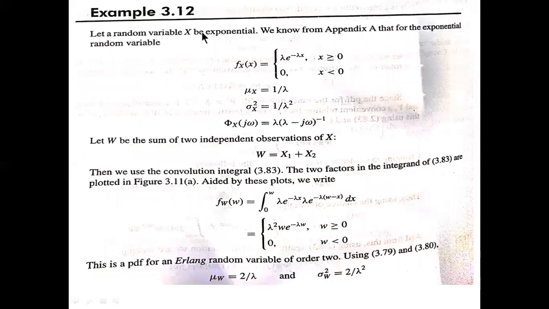Let the random variable X be exponential. From Appendix A, the PDF of the exponential function f_X(x) is lambda e to the power minus lambda x for x greater than or equal to 0, and 0 for x less than 0. At that time, mu_X will be equal to 1 by lambda, sigma_X squared is equal to 1 by lambda squared, and the characteristic function phi_X(j omega) is equal to lambda times (lambda minus j omega) to the power minus 1, and all these are from Appendix A.